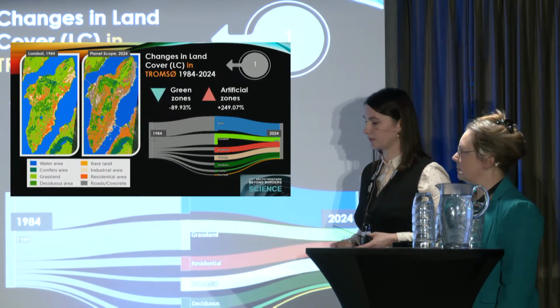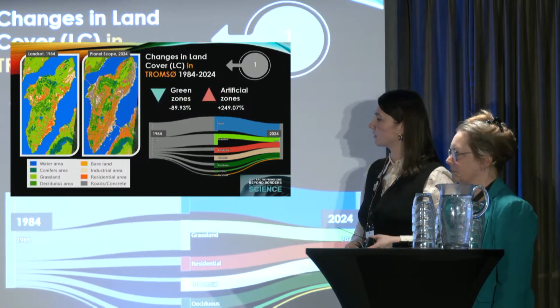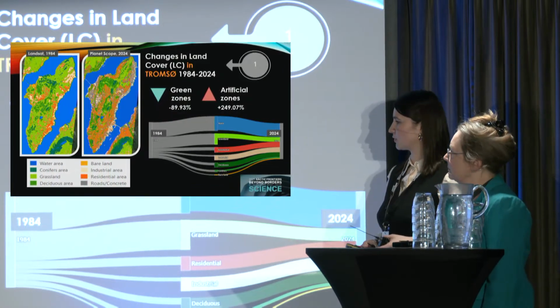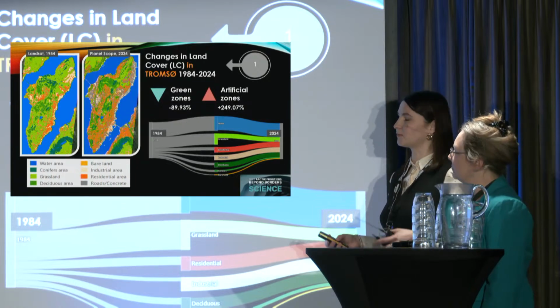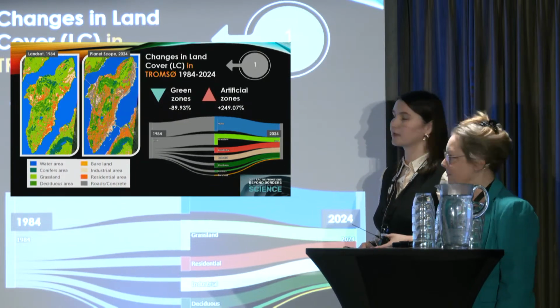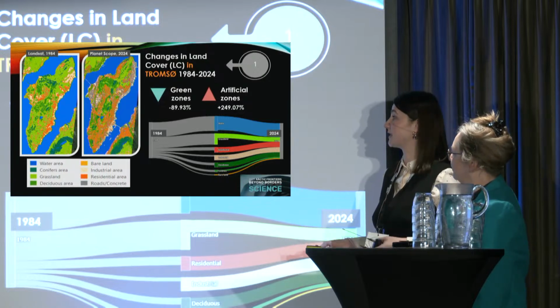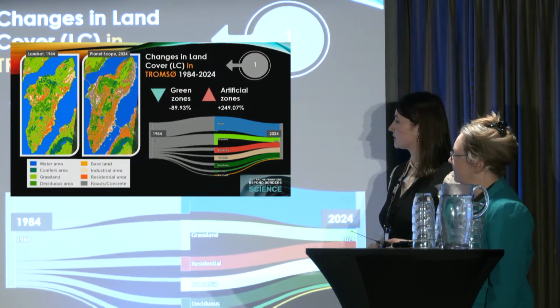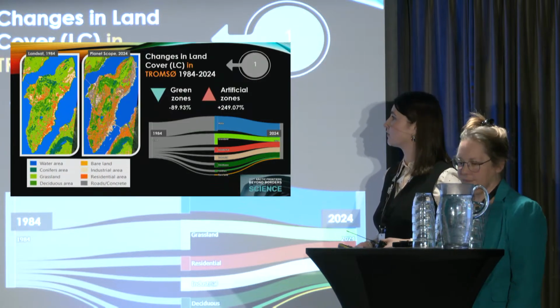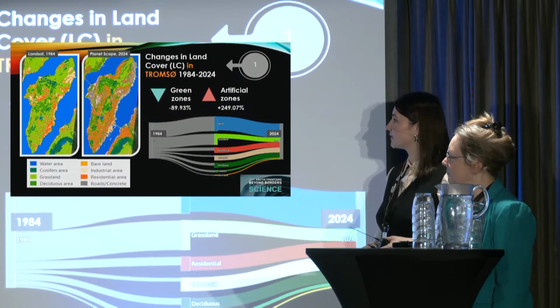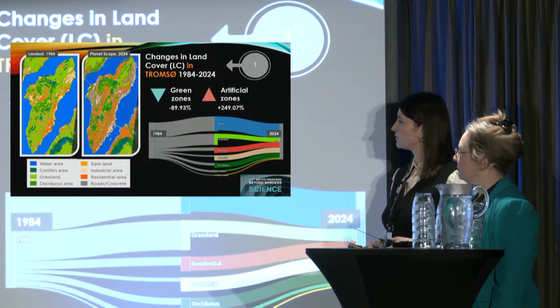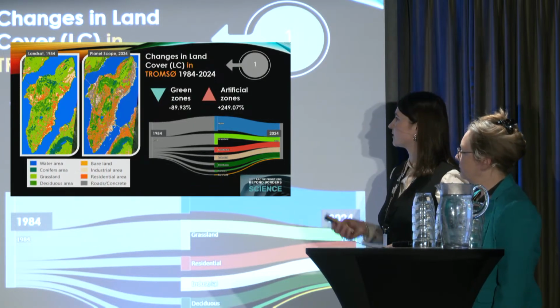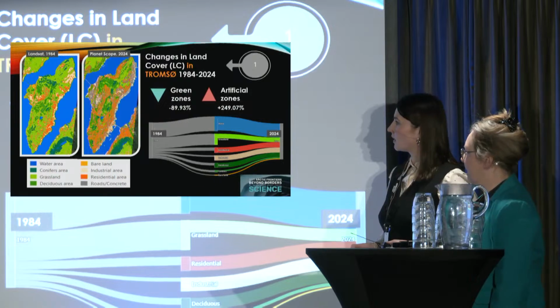for the early year and for the latest year, and we have established some trend towards urbanization in Tromsø Island. So we have obvious values: a decrease in green zones of around 90% and an increase in artificial zones.